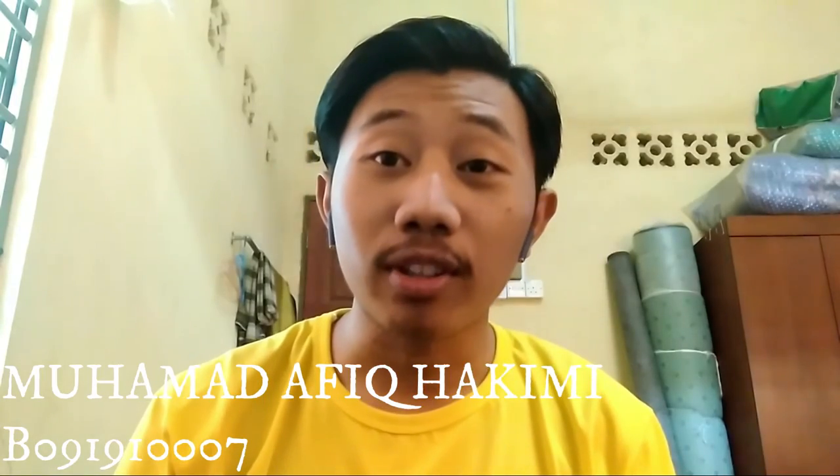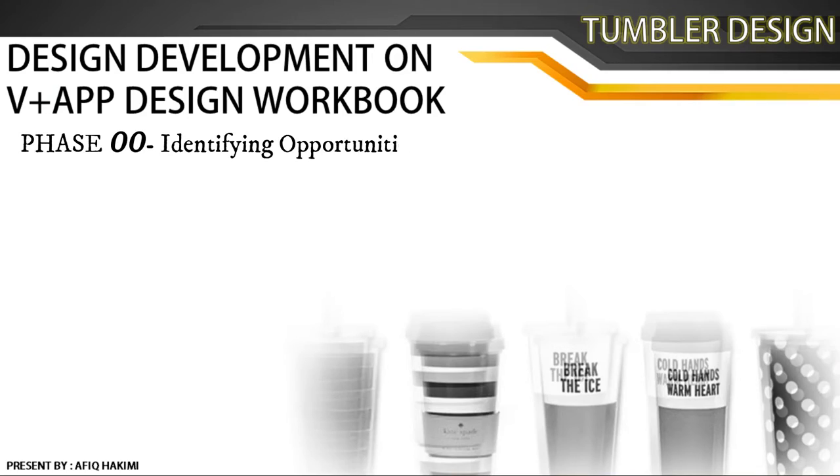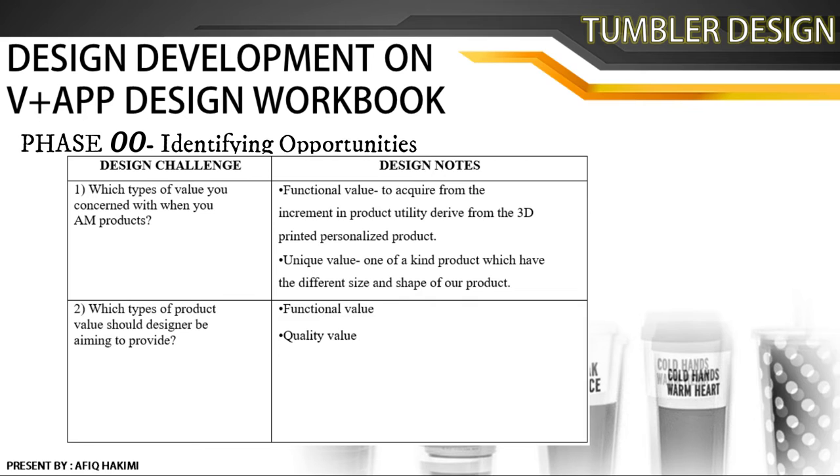Okay, now it's my turn to tell all of you about the design development based on the V plus APP design workbook. For phase 00, identify opportunities, we focus on the target audience of this product, that means the primary target and secondary target. And then we have the goals of design. First, to achieve user certification of the product, then to improve safety and ease of use for the consumer, and lastly, to increase the product price in terms of design.